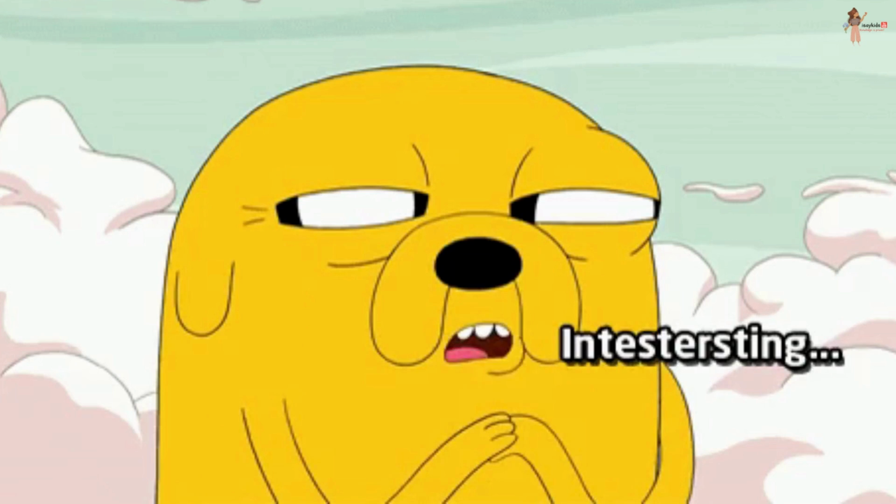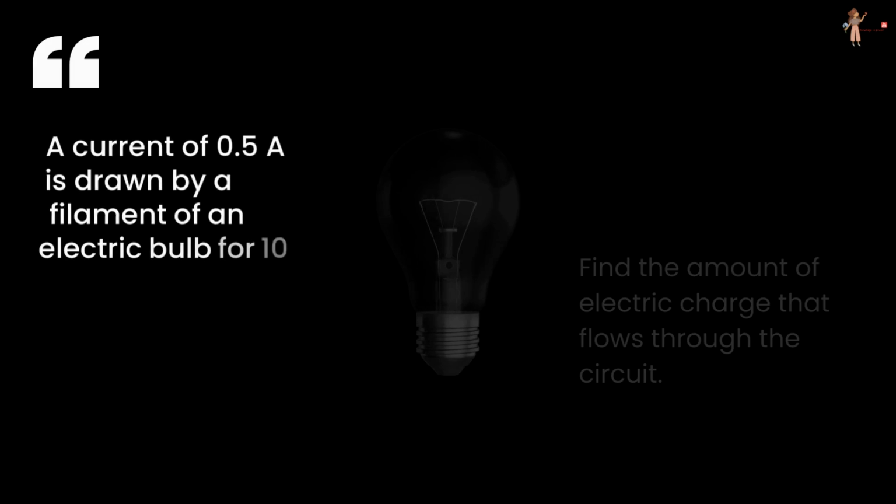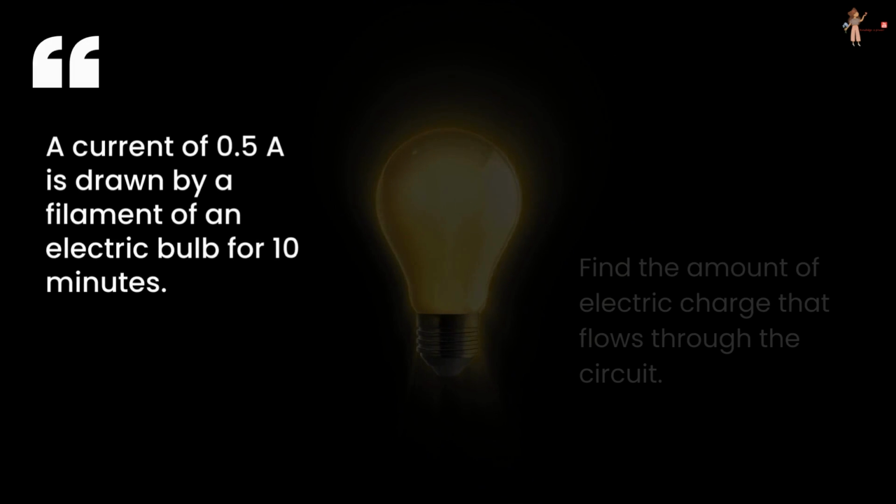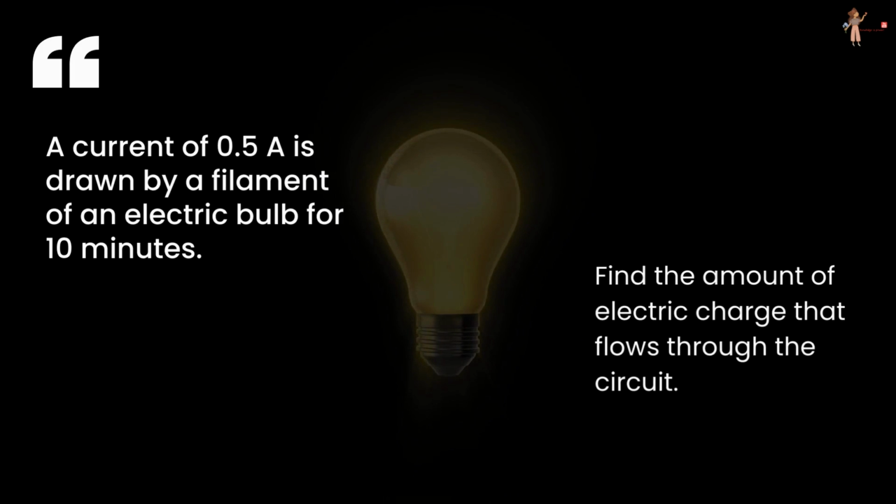Pretty interesting till now, right? Let's see an example now. A current of 0.5 amperes is drawn by a filament of an electric bulb for 10 minutes. Find the amount of electric charge that flows through the circuit.